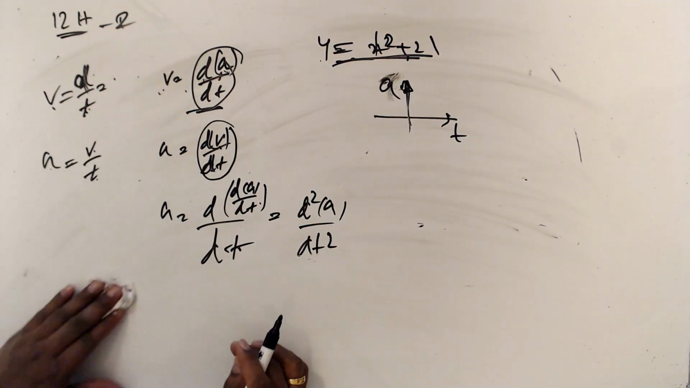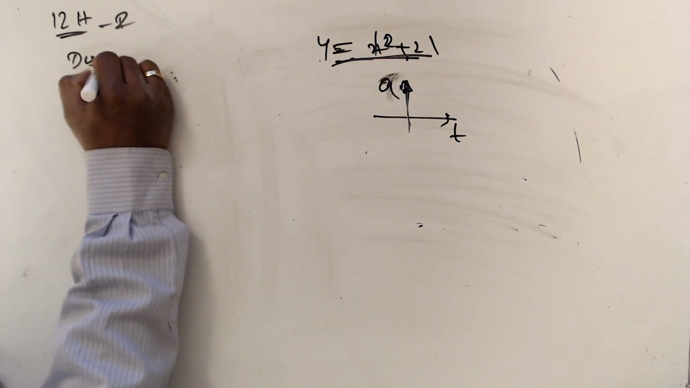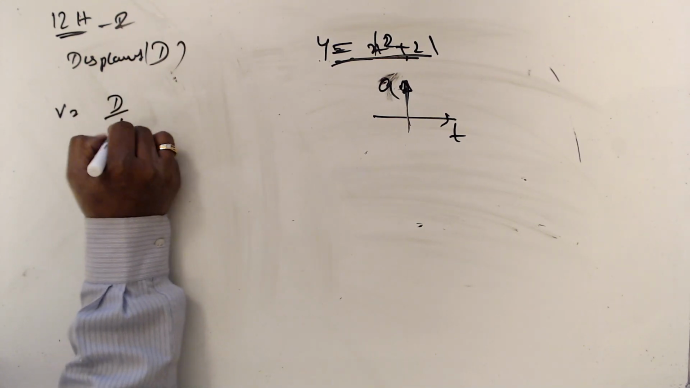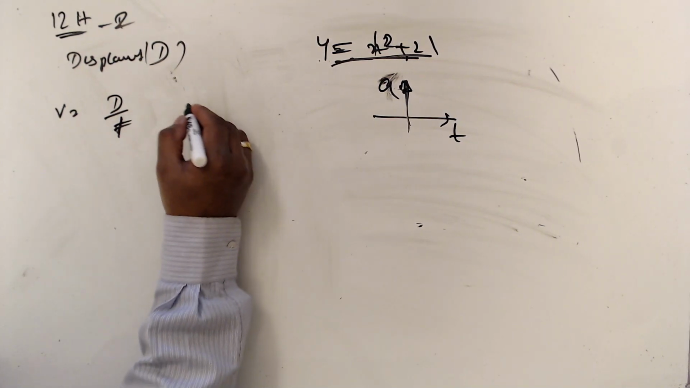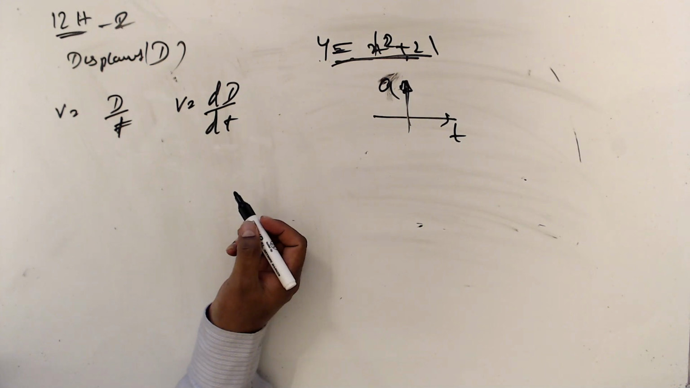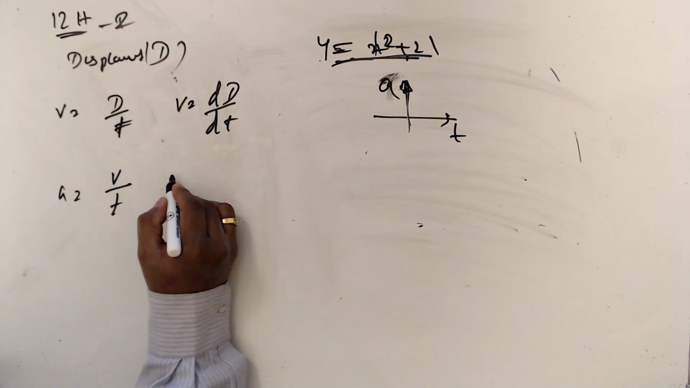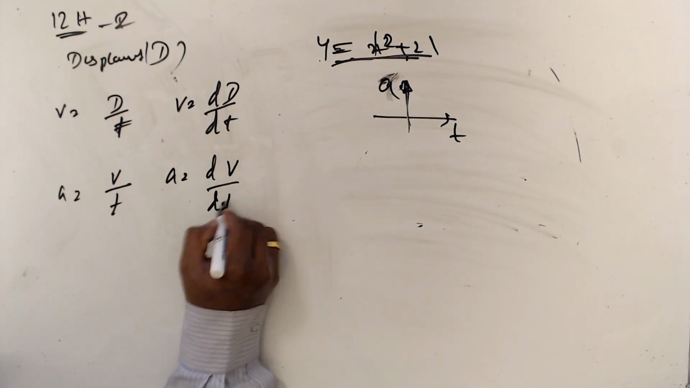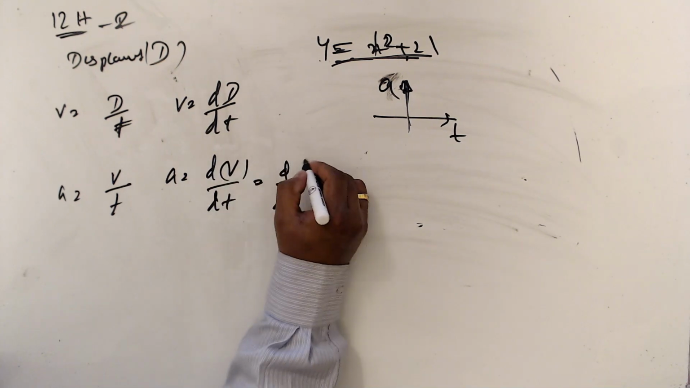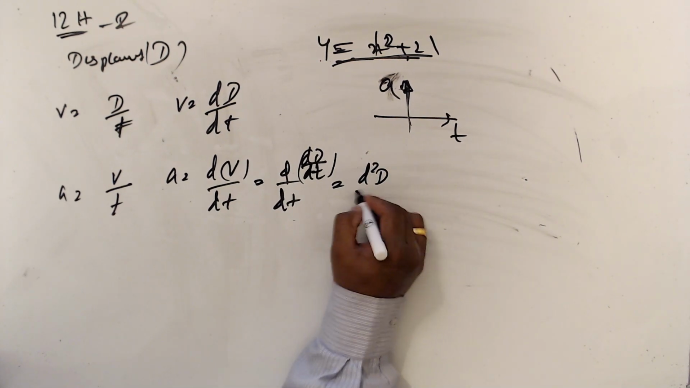I will write like this one more time. So displacement is capital D. So velocity equals capital D divided by t. We can write velocity equals d over dt. And then acceleration means v over t. So this is acceleration, dv over dt. Now what is v? v means d over dt. So then this is d square over dt square.